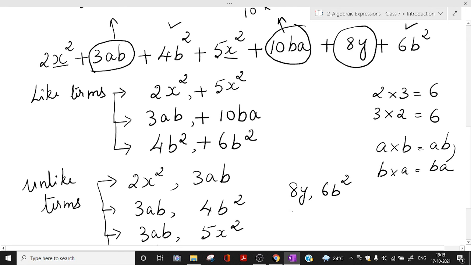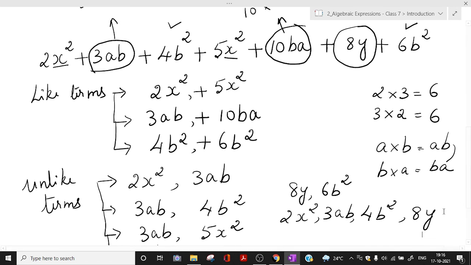You can even write all the terms: 2x square, 3ab, 4b square, 8y. All these are unlike terms. So I hope you understood the difference between like terms and unlike terms. When it comes to like terms, we are ignoring the numbers and we are ignoring the signs. It doesn't make a difference. We are looking only at the variables. The variables have to be the same. Whereas in case of unlike terms, if the variables are different, then it is called unlike terms.